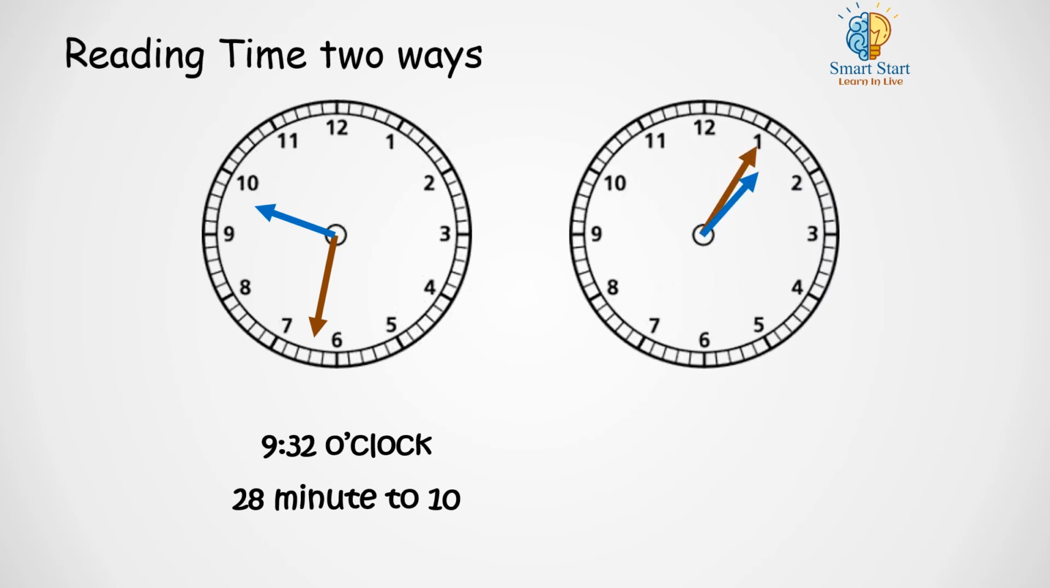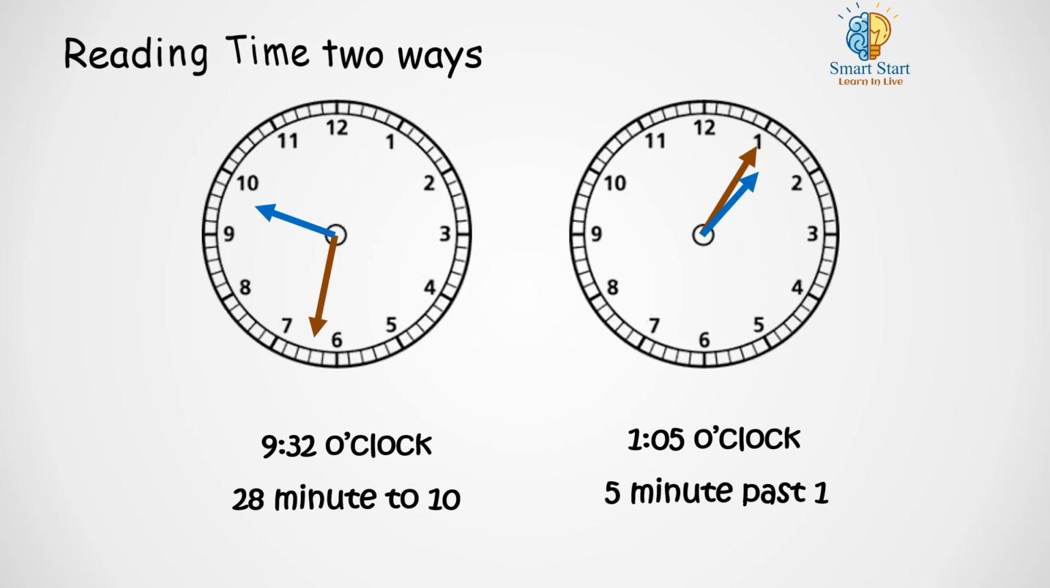In the second example, the hour hand is on 1 and the minute hand is also on 1. That is, the minute hand is on the right hand side, between 12 and 6 of the clock. So we either read it as 1:05 o'clock or we read it as 5 minutes past 1.